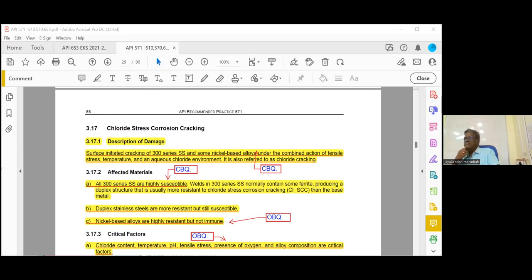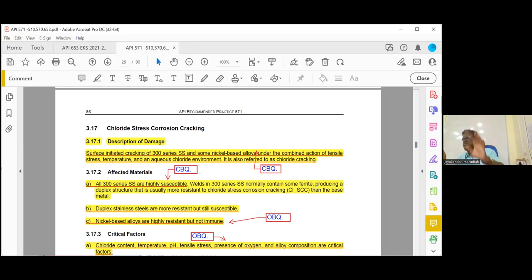Now, if you take stainless steel, what material will have stainless steel? What element? Chromium and nickel. Nickel plays an important role. Okay, if the nickel content is 8 to 12%, they are highly susceptible to this problem. When the nickel content is above 35%, they are highly resistant. When the nickel content is above 45%, they are nearly immune.